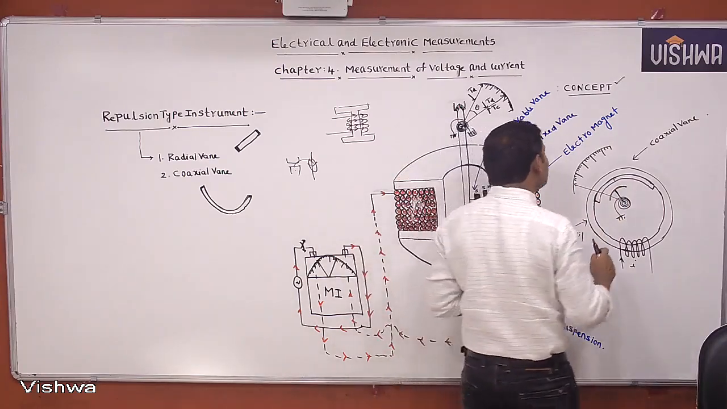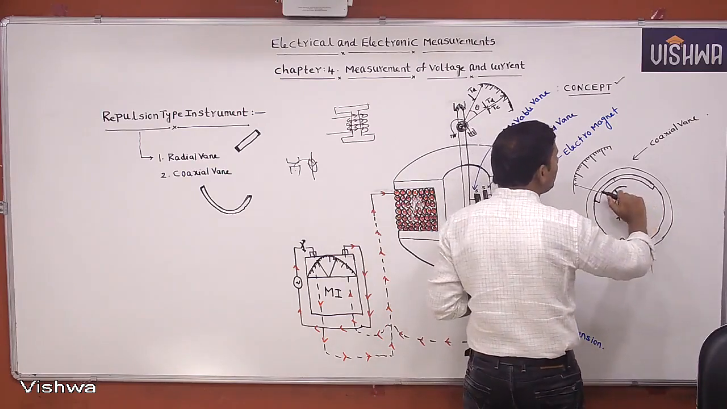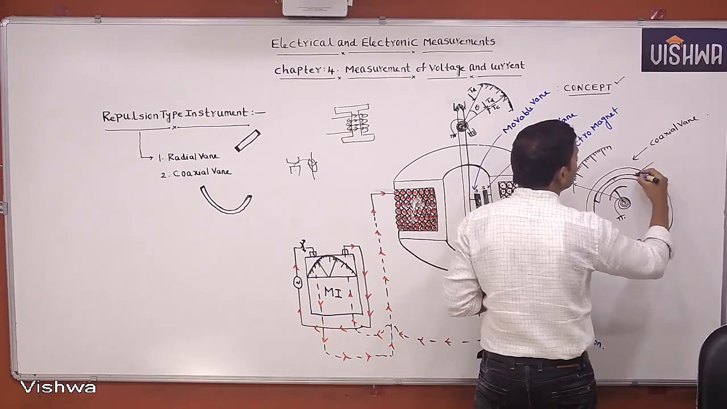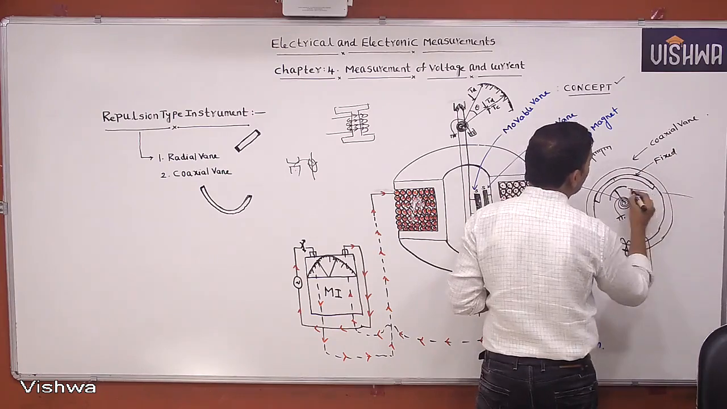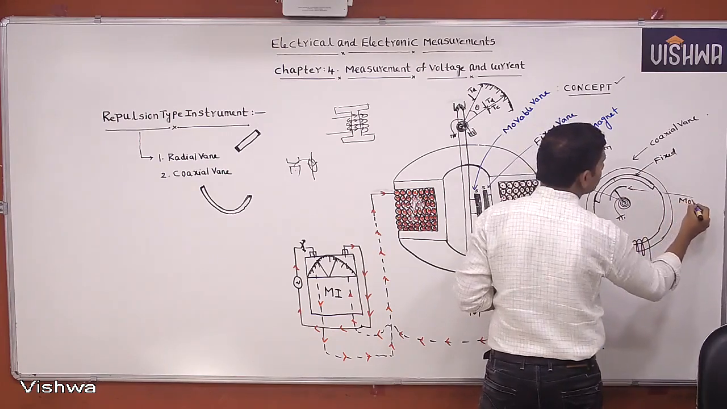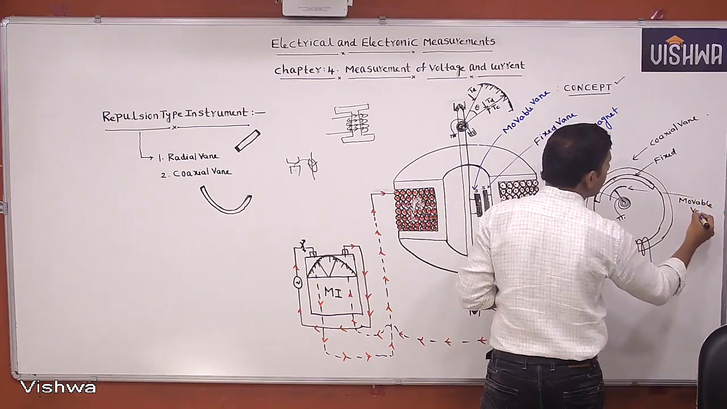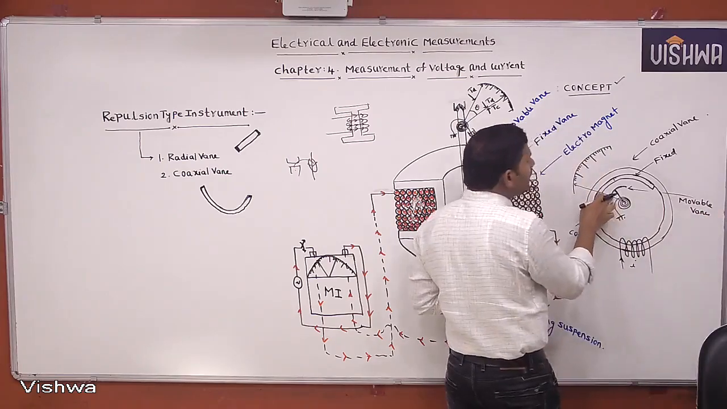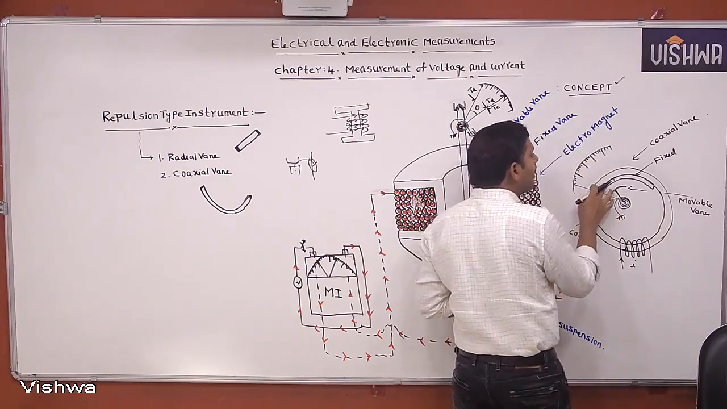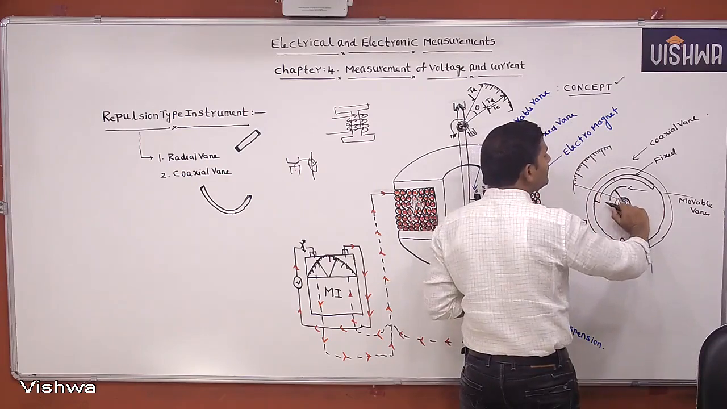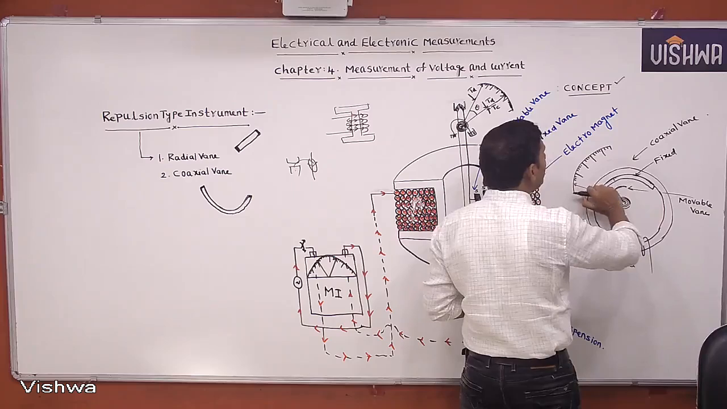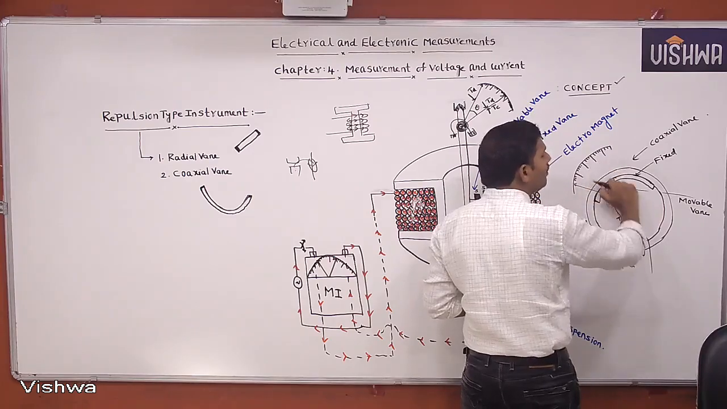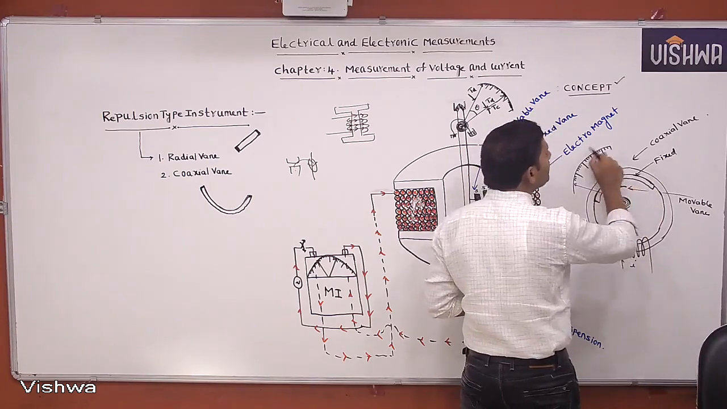Whenever it is magnetized with the same poles, this iron piece will be repelled from this one because it is a fixed vane. This is the fixed vane, and this is the movable vane. Then this is repelled from this iron piece. Whenever it is repelled from this iron piece, this iron piece moves like this. Once the iron piece is moving like this, the pointer is also moving like this. Whenever the iron piece is moving, the pointer is also moving.